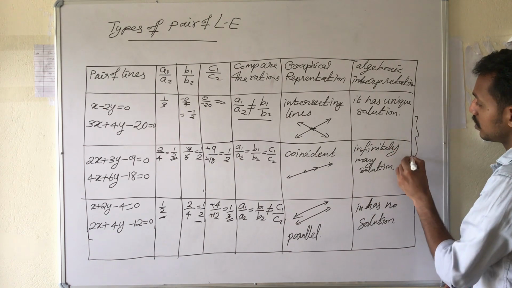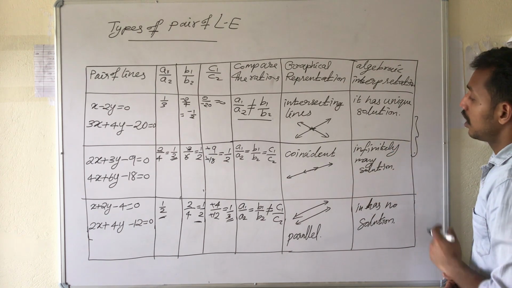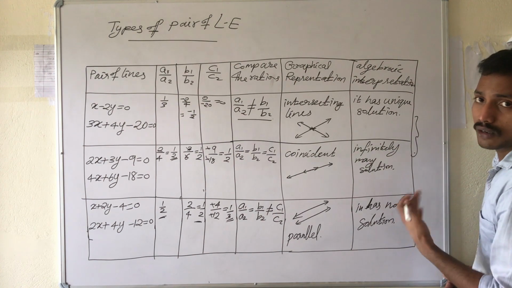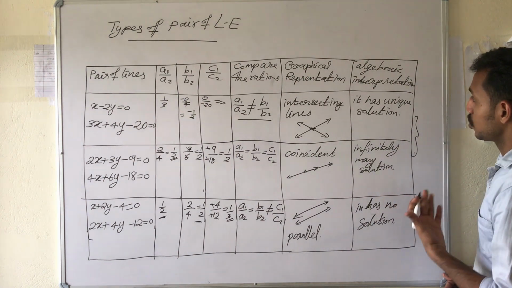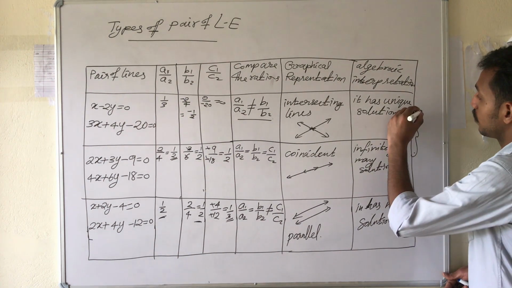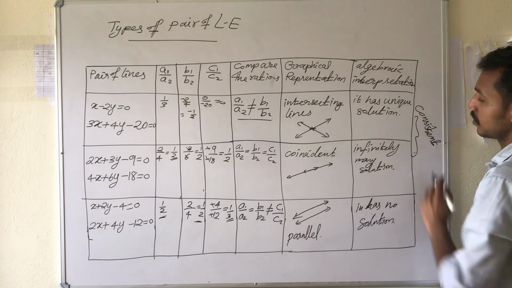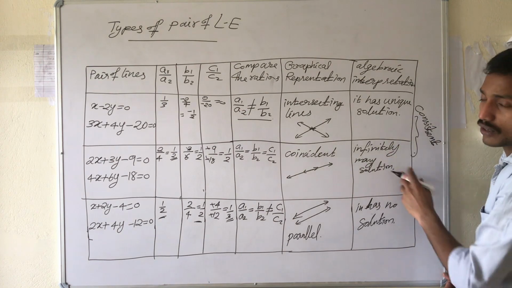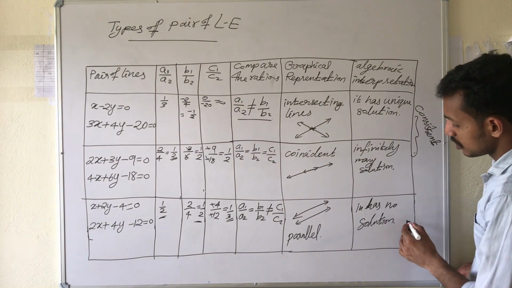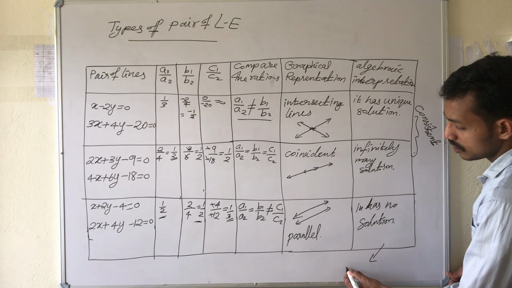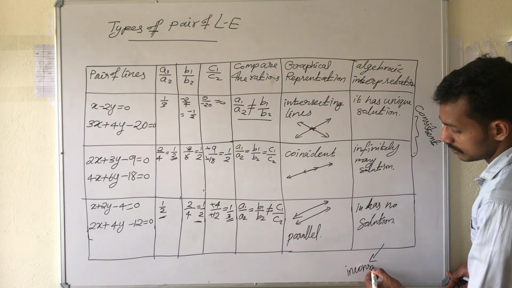So if the given pair of linear equations has a solution, then these two types of equations are consistent. And if it has no solution, therefore it is inconsistent.